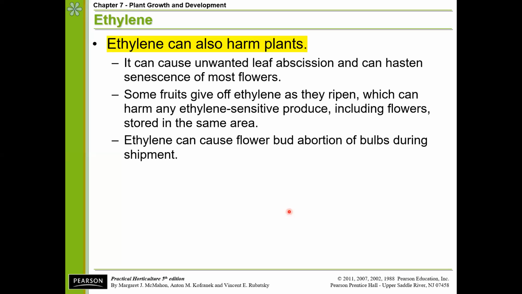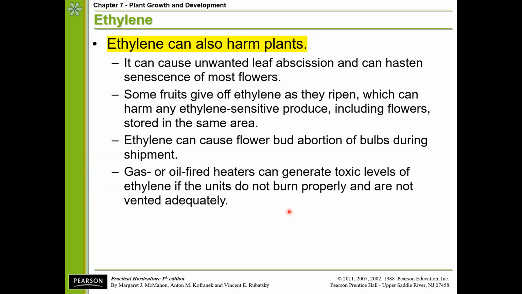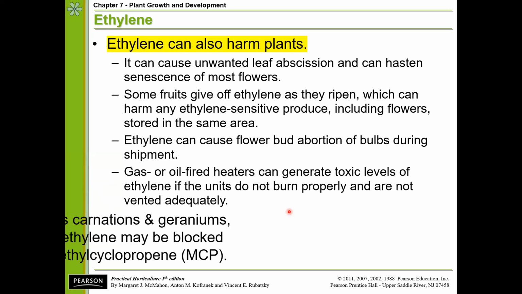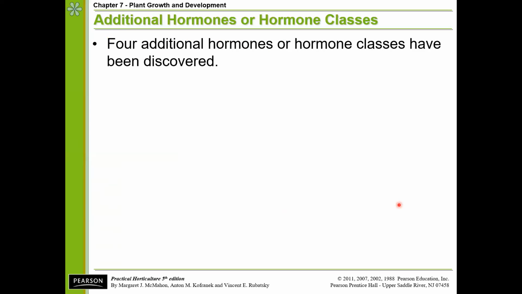It's kind of the same process in getting them to change, applying ethylene, to drop their fruit, and so it can help by causing a quicker abscission of leaves. Don't store your apples near your onions, or they will cause your onions to sprout. You can also cause flower bud abortion of bulbs during shipment. Another thing to look at for ethylene is that gas or oil fired heaters can also generate ethylene.